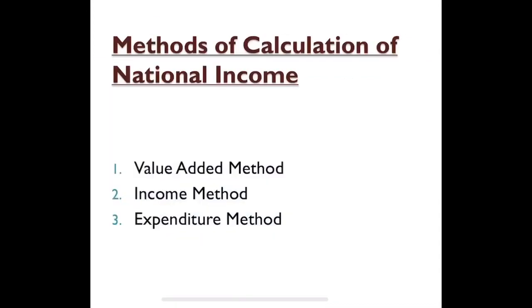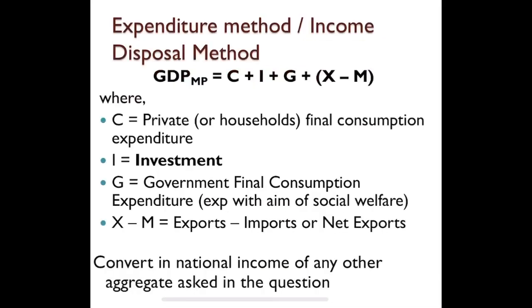Now the next method I am teaching is the expenditure method. Expenditure deals with whatever amount you are spending, which means what we just read in the circular flow of income, you said there are 4 players: households, producers, government and rest of the world. So the expenditure method is about adding all the expenditures.